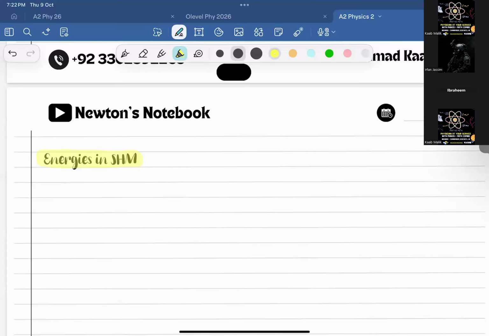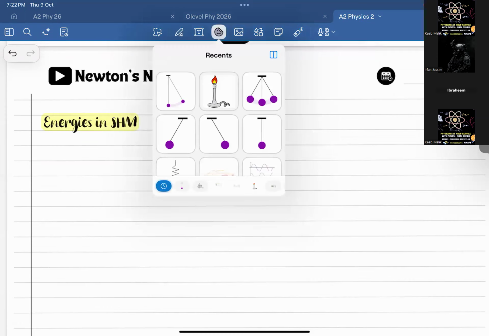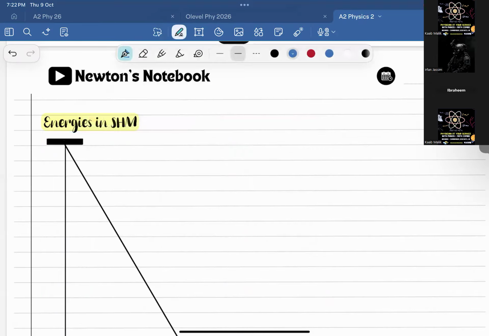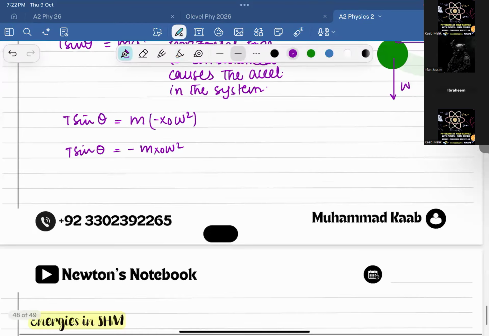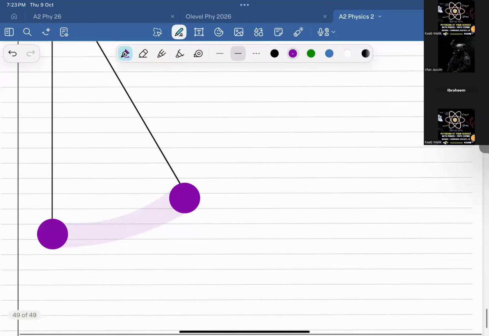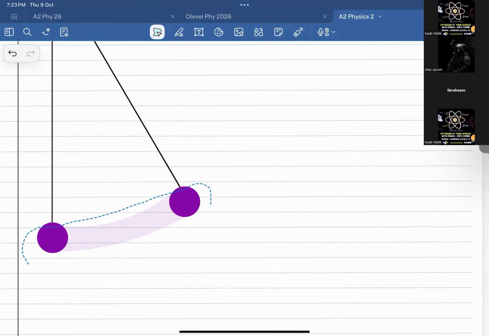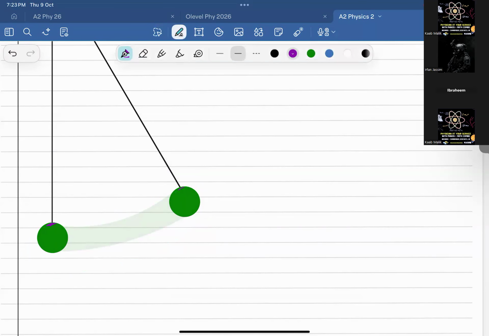So to understand the concept of energies, let's assume a pendulum. Okay, let's say this is a pendulum we have. By the way, we are doing the things with the purple and the green. If we try to understand what will be the displacement and the energies of the pendulum, let's see what we should get.